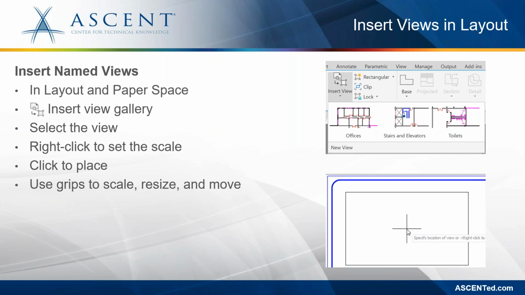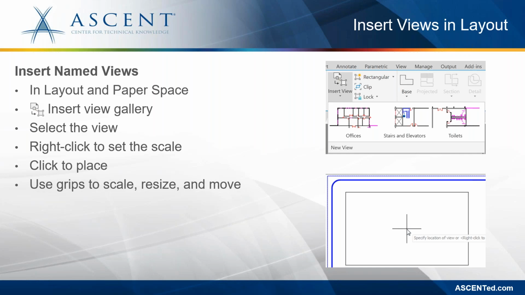We select the required named view from the gallery. Once the view is selected, its boundary gets attached to the cursor. You can see that in the lower image on the screen. And once the boundary gets attached to the cursor, based on the view boundary, we can assess at this point whether it is the correct scale.